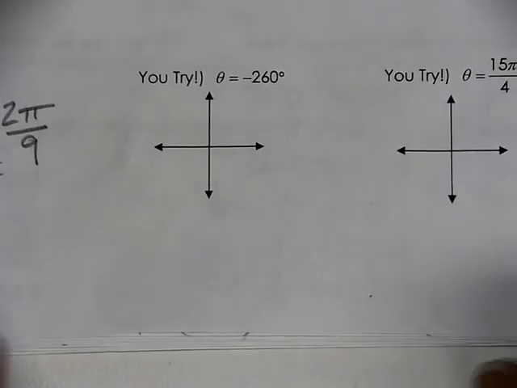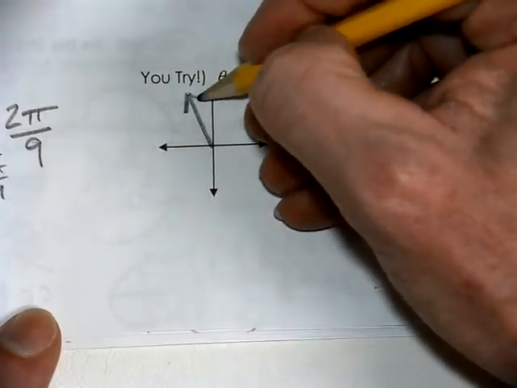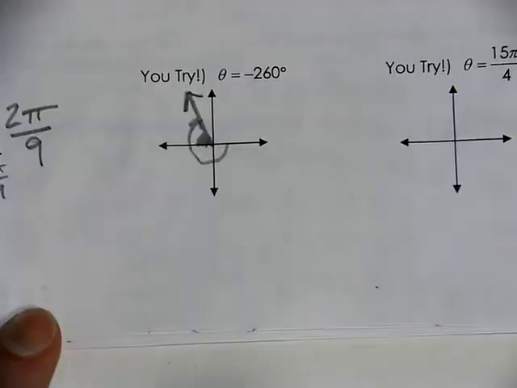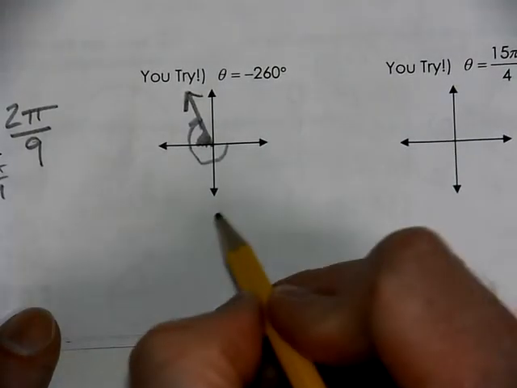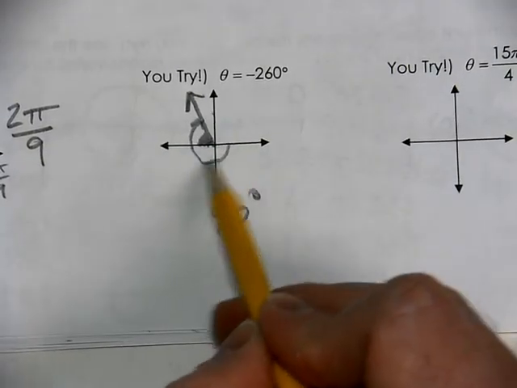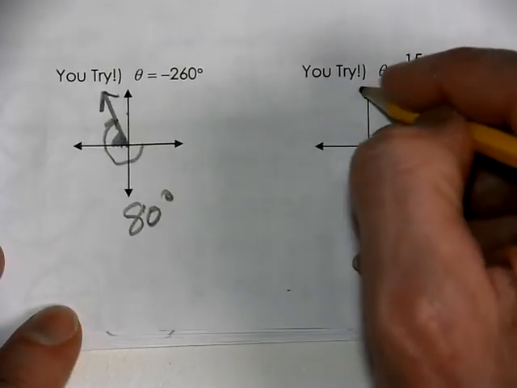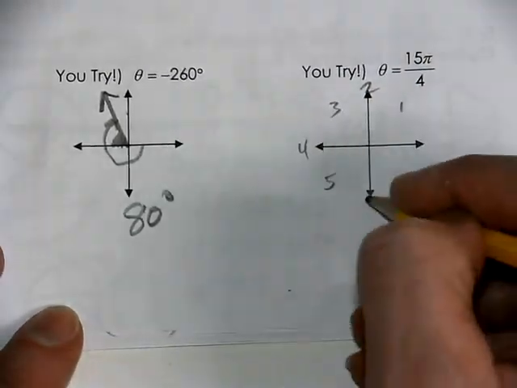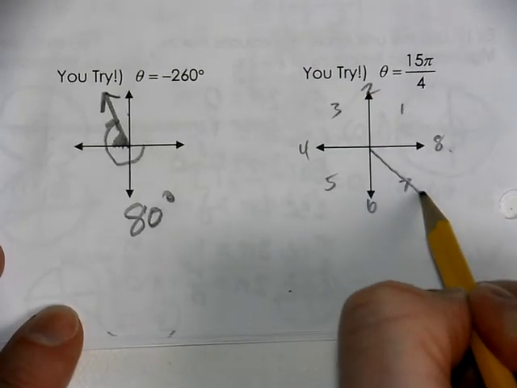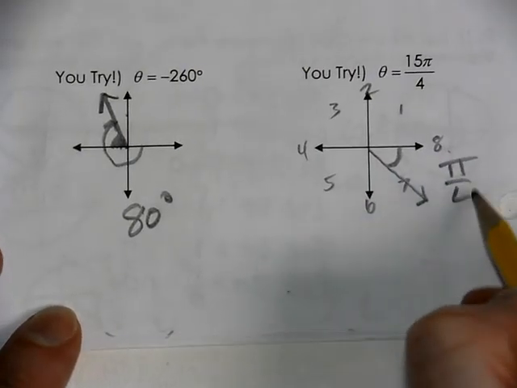And then you have two more that you can work on. Negative 260 will be in that direction. You want your reference angle, what it takes to come back. You know that that's going to be 80 degrees. 90 degrees would be all the way to the x-axis, which is 270. And 15 pi over 4, that's 16 back to it, so 15 pi over 4 is over there. So your reference angle is pi over 4.